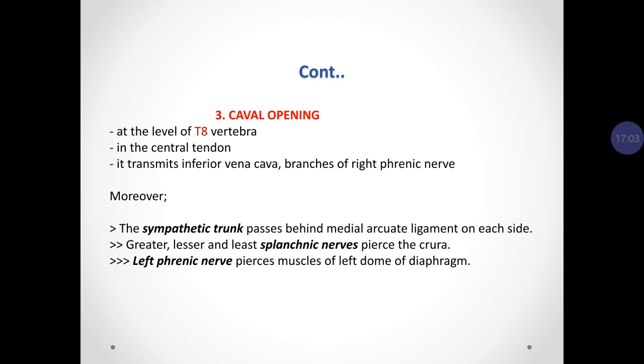There are several other structures which pass through the diaphragm through their own openings. For example, the sympathetic trunk passes behind the medial arcuate ligaments on both sides. The greater, lesser, and least splanchnic nerves pierce the crura. The left phrenic nerve pierces muscles of the left dome of the diaphragm.